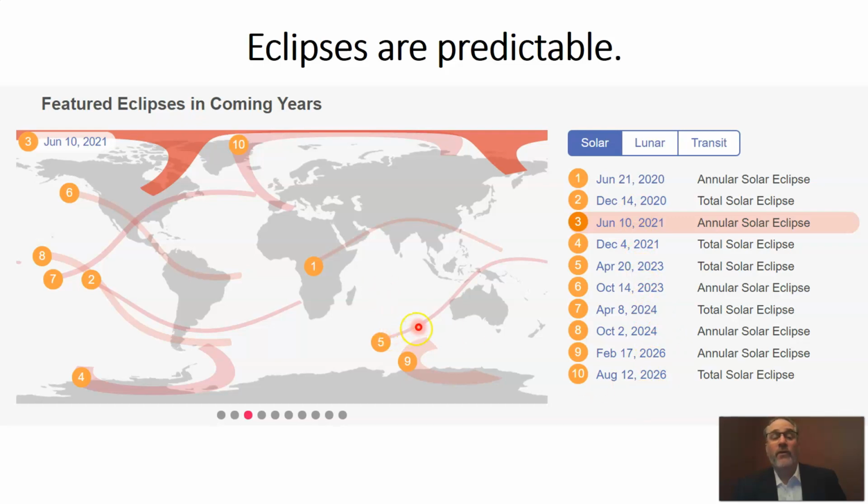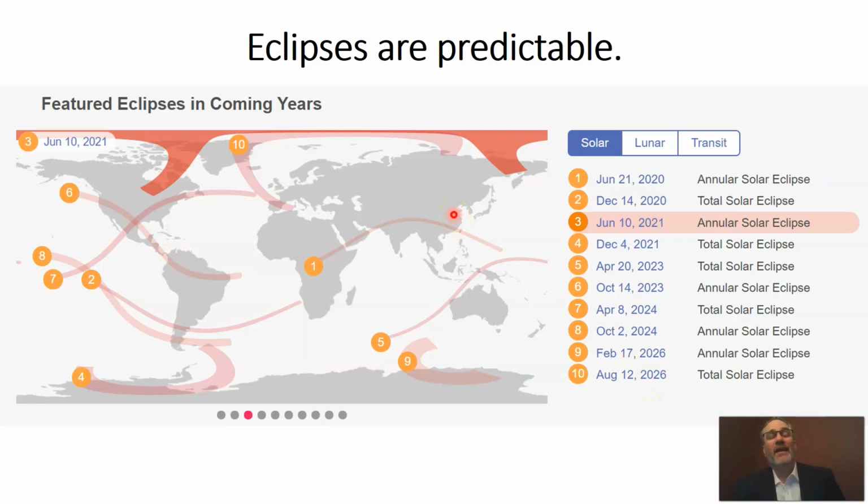And we can see here, it shows us where these solar eclipses are going to be visible from. So if you happen to live in this red area, that means you would be able to see the eclipse. Notice that we live here. We don't have anything out past 2026 for a solar eclipse.